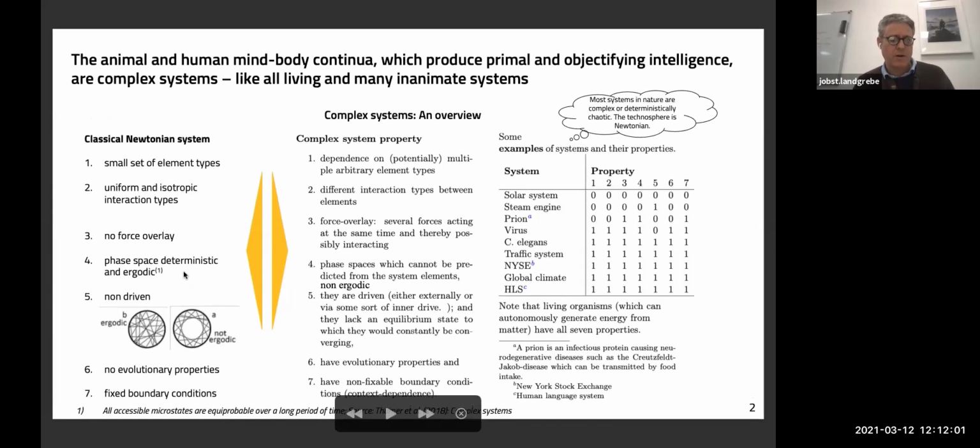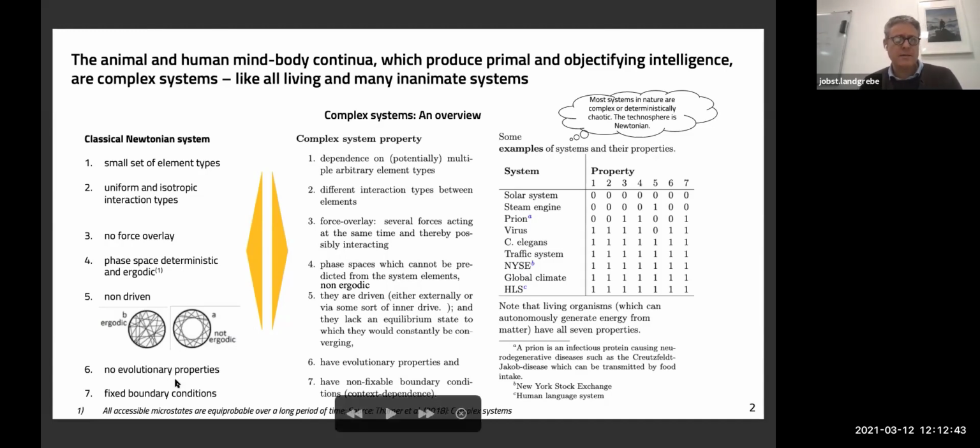Deterministic means that all the elements of the phase space obey deterministic laws. The system is non-driven, which means that there is no flow of energy through the system. I will explain a little better what that means when I explain complex systems, but in the solar system, regarded as a gravitational system, there is no drivenness, so no energy flows through the system. There's just gravitation. The heat that comes from the sun plays no role for the way the planets interact with each other or with the sun in terms of gravitation.